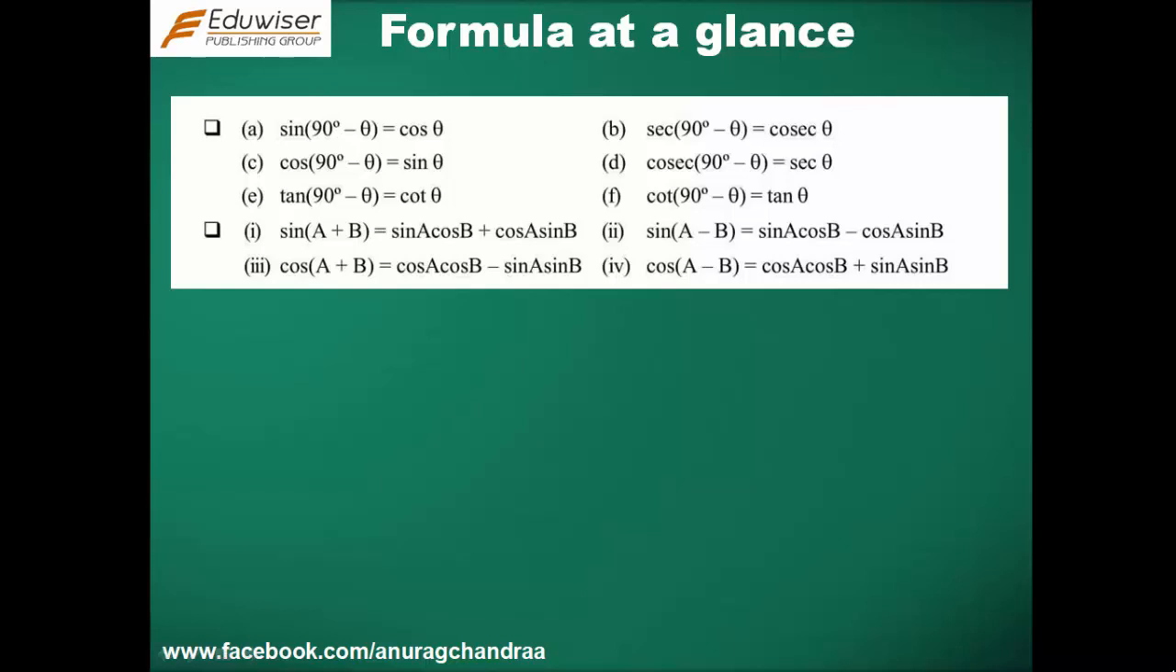There are 4 more relations given here. They are not included in the class 10 syllabus, but I have just added them on because they are easy to remember. They would not be asked in your class 10 examinations. These are results that you'd be using in class 11. But just for extra information's sake, I had plugged in these formulas as well.